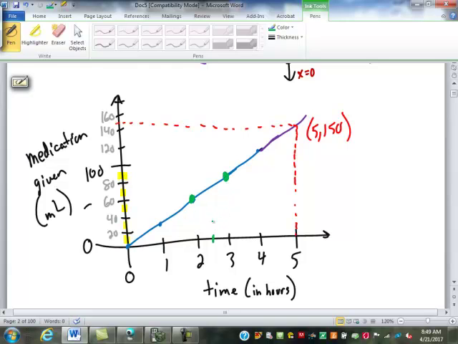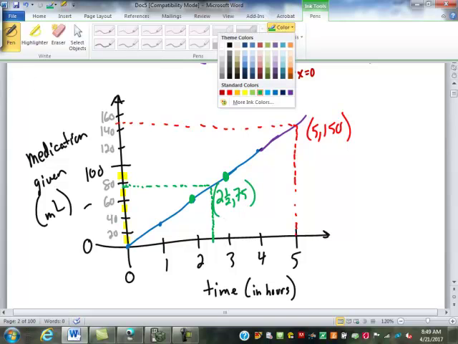We can predict what it would have been or figure out what it would have been at 2.5 hours by tracing that up and over. And we see that that hits at about 75. So at 2.5 hours, it would be at 75 milliliters.